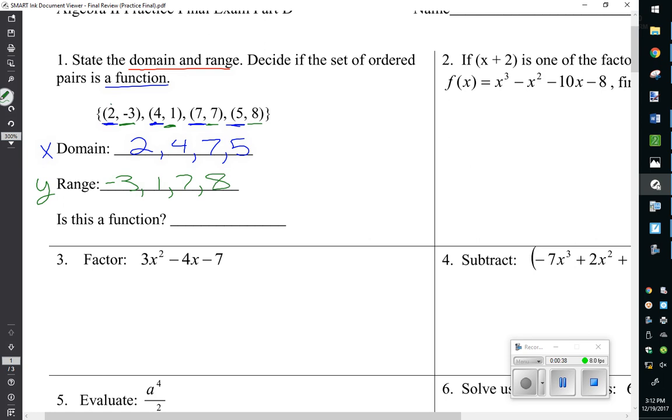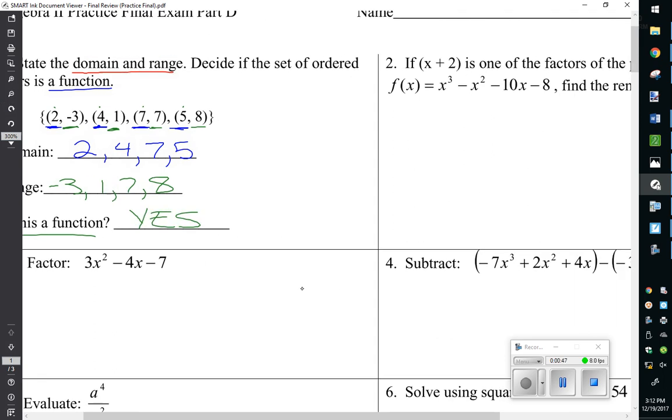Since my x's never repeated, all of them were different, the answer, is this a function? Yes, it is. If my domain would have had an x that repeated, it would not be a function.